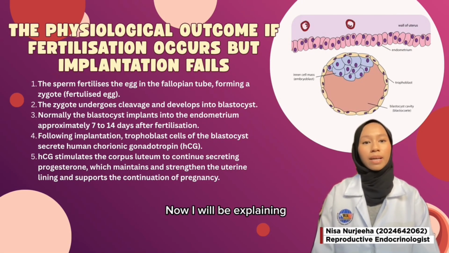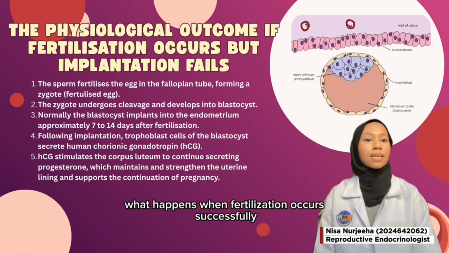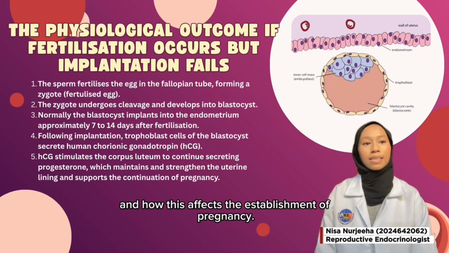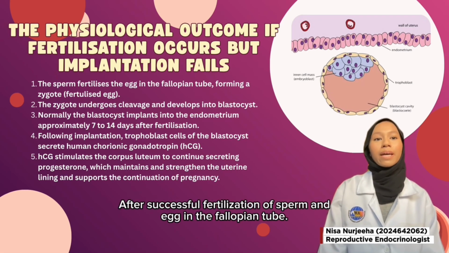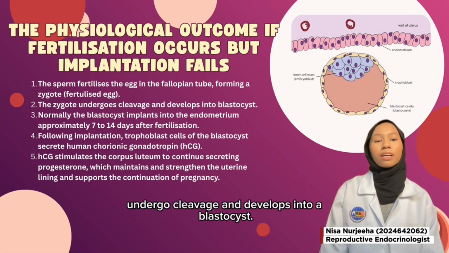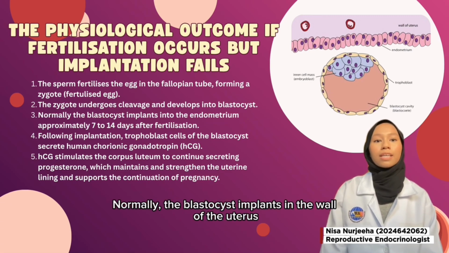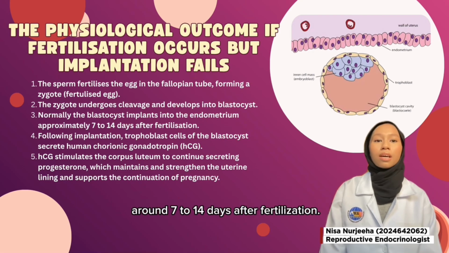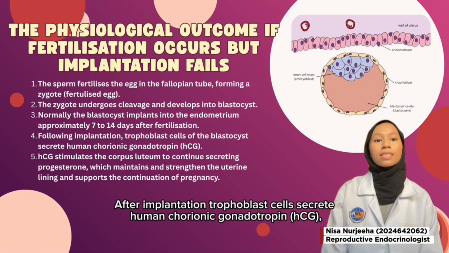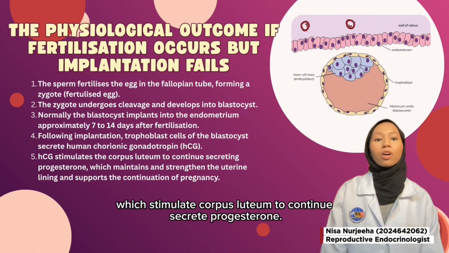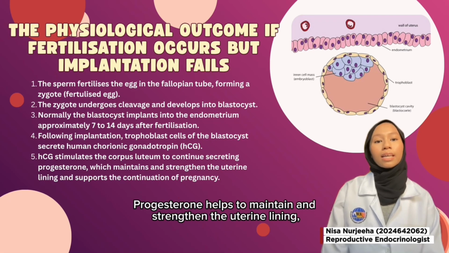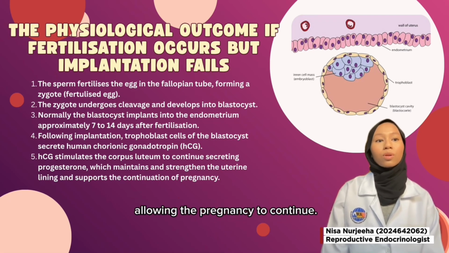Now I will be explaining what happens when fertilization occurs successfully but implantation fails and how this affects the establishment of pregnancy. After successful fertilization of sperm and egg in the fallopian tube, the fertilized egg or zygote undergoes cleavage and develops into a blastocyst. Normally, the blastocyst implants in the wall of the uterus around 7 to 14 days after fertilization. After implantation, trophoblast cells secrete HCG, which stimulates the corpus luteum to continue to secrete progesterone. Progesterone helps to maintain and strengthen the uterine lining, allowing the pregnancy to continue.